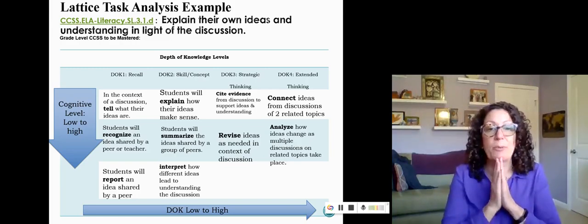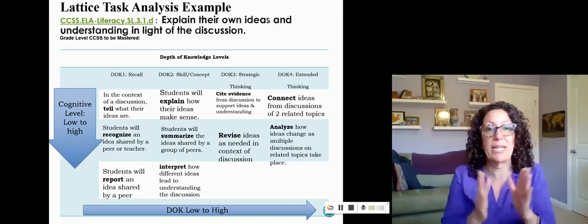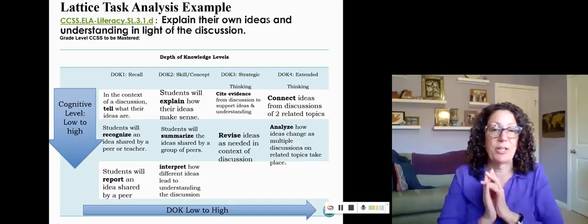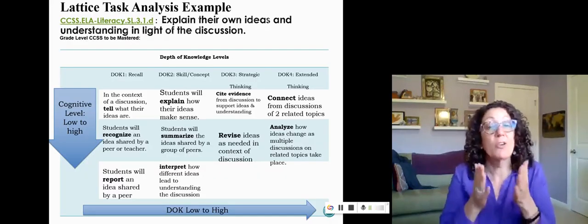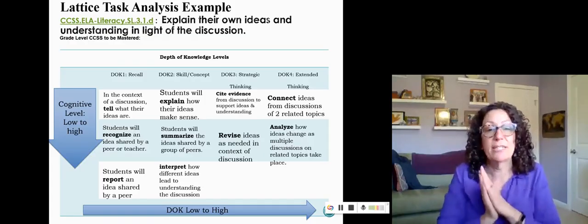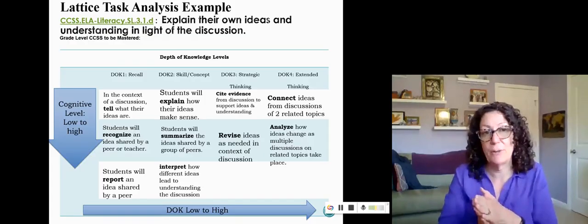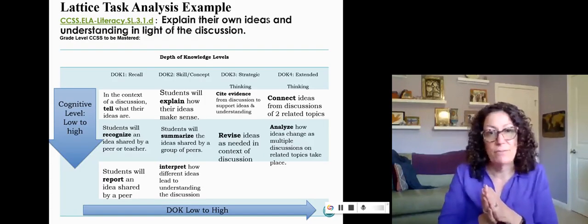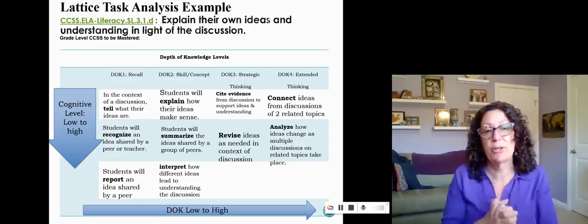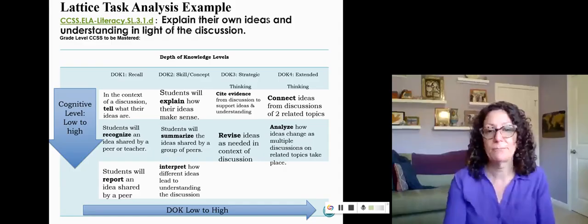When it comes to your IEP goals, though, if your IEP goal is the student will recognize an idea shared by a peer or teacher, if they're just able to say, yes, that's an idea that my teacher had, that's an idea that my friend had, that could be an IEP goal. Recognize an idea shared by a peer or a teacher. It's not grade level, but it is connected to a grade level standard. And that is what it's all about.